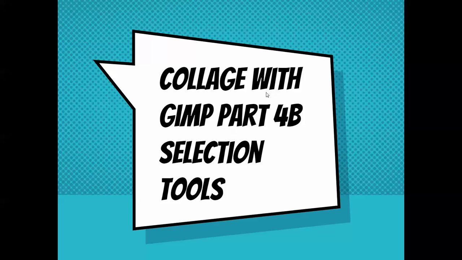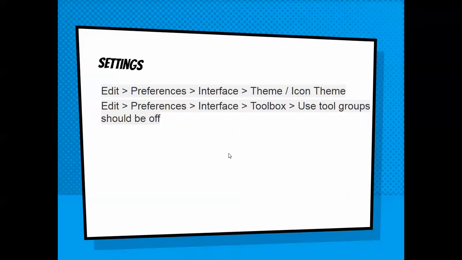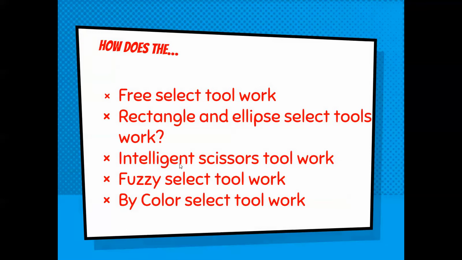We're going to continue on with our collage using the program GIMP. This is part 4B. We're going to continue learning some of the selection tools. We are going to work with the intelligent scissors because if I'm going to get some scissors, I don't want dumb ones.